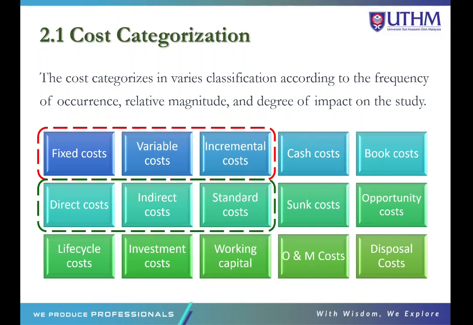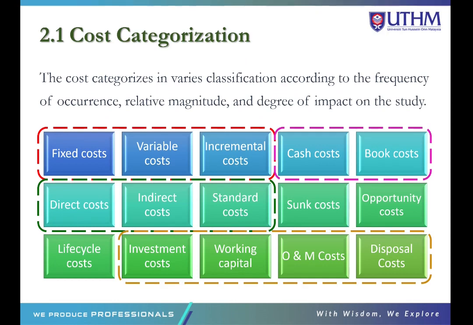The second category is direct costs, indirect costs and standard costs. The third, cash costs and book costs. The fourth is sunk costs, opportunity costs, and life cycle costs. The sunk costs, the opportunity cost, and the life cycle cost are independent. But the items in the yellow dotted circle, this one, are actually categorized under life cycle cost.